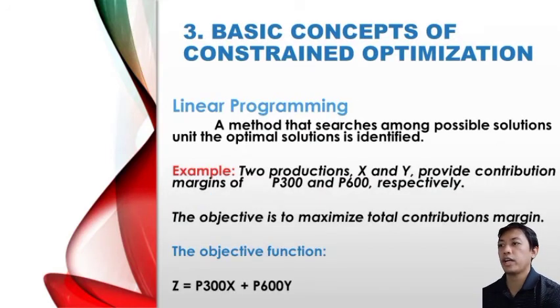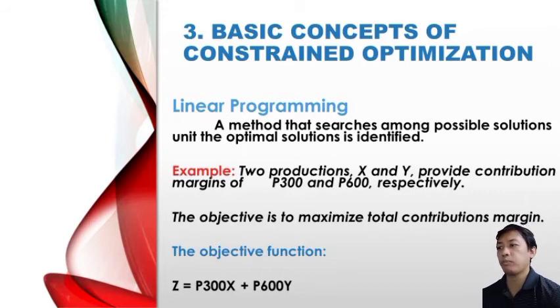So, linear programming is a method that searches among the possible solutions until the optimal solution is identified. Basically, it is a mathematical modeling technique in which a linear function is maximized or minimized when subjected to various constraints. This technique has been useful for guiding quantitative decisions in business planning, in industrial engineering, and to a lesser extent, in the social and physical sciences.